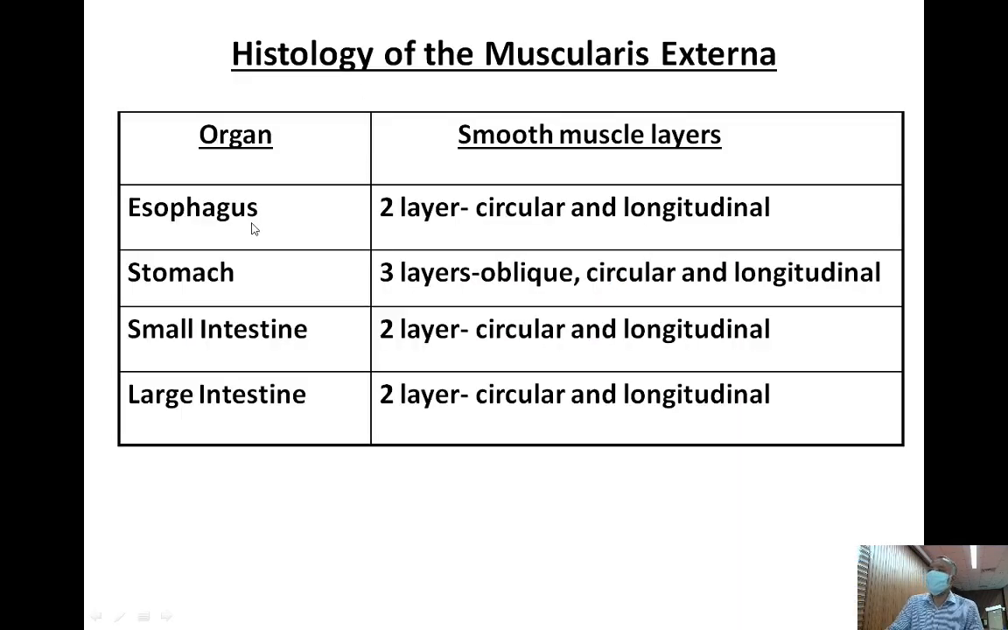Here you see this esophagus, it is having 2 layers. In the smooth muscle layer, that is muscularis externa, again it is made up of smooth muscle. Inner circular, outer longitudinal. But in the stomach, there are 3 layers. Inner oblique, middle circular, outer longitudinal. This deviation is only in the stomach. In other parts, esophagus, small intestine, large intestine, 2 layers, inner circular, outer longitudinal. Except in the stomach, there are 3 layers. So inner oblique, middle circular, outer longitudinal.